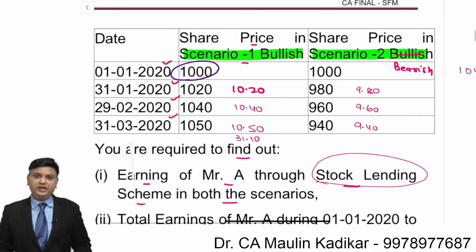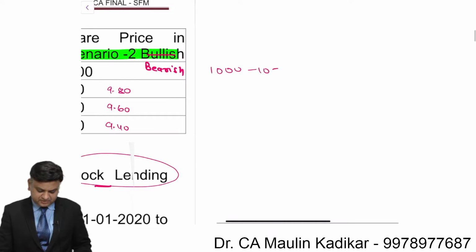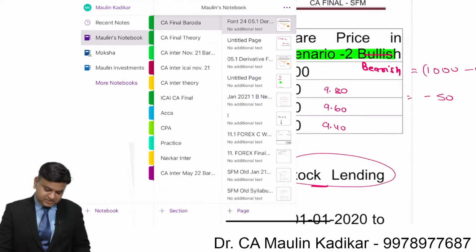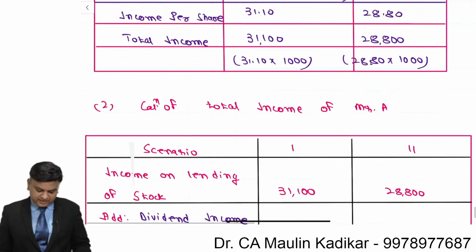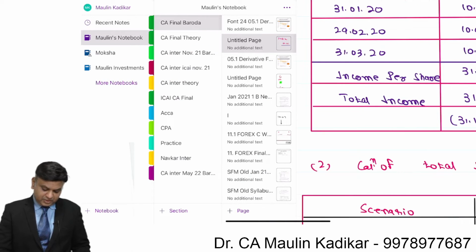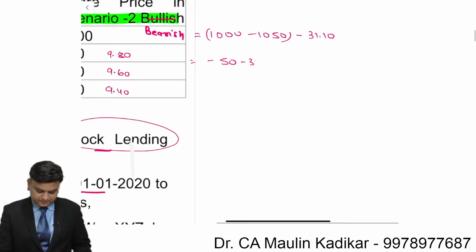In the first scenario, what will happen? In a simple way, we understand that 1050 is the price at which you have to buy the share. So basically, there is a loss of 50 rupees that you have to incur due to change in the price of the security. You have to make the payment of the lending charges. In the first case, we already have calculated that you are required to pay the lending charges of 31.10. So that is going to increase your loss. So 31.10.